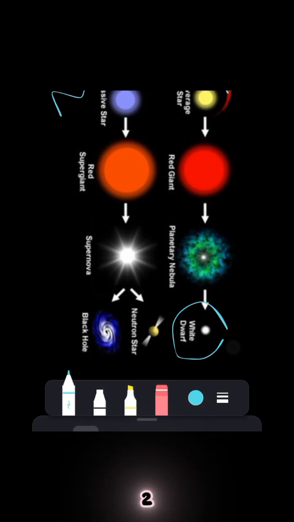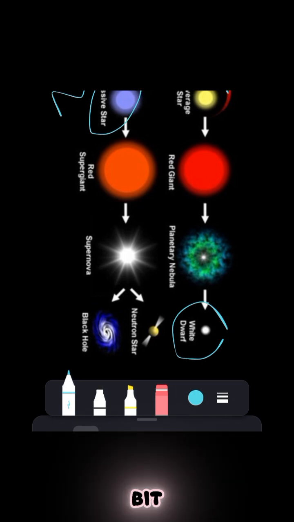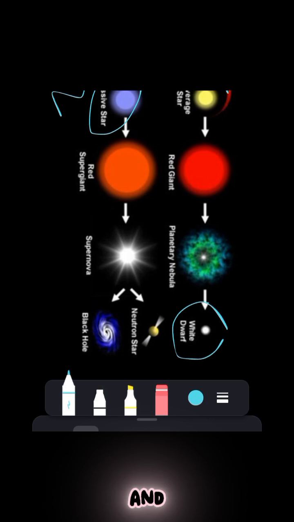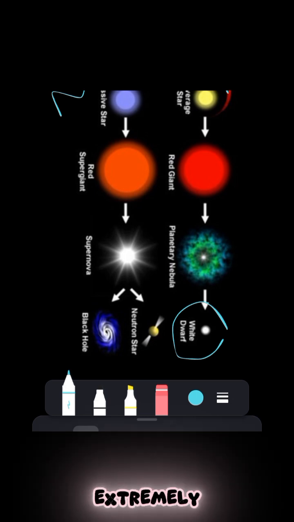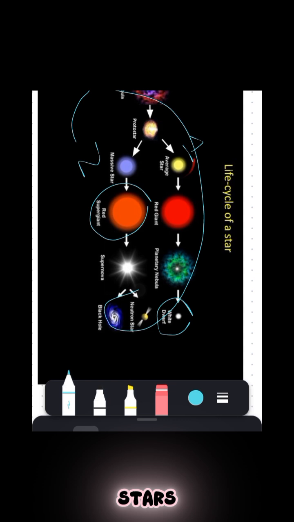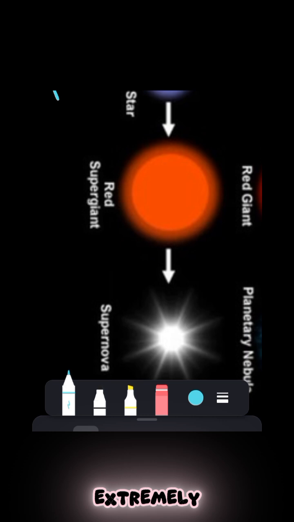Now we have path 2. In path 2, we can have a massive star. A massive star is a bit bigger than an average star. You can see it is bigger than this star, a much bigger and hotter star. After this, we have a red supergiant, which becomes extremely large. You can see this stage is larger than all of the other stages of the star. That's why it is called a red supergiant, and it becomes really extremely large.